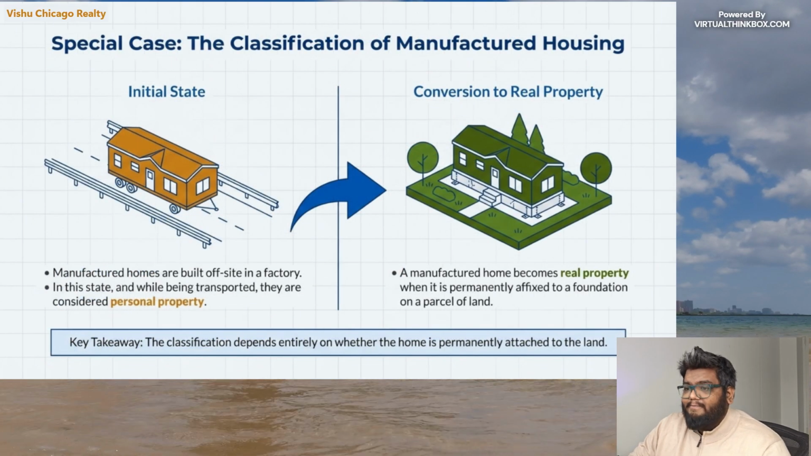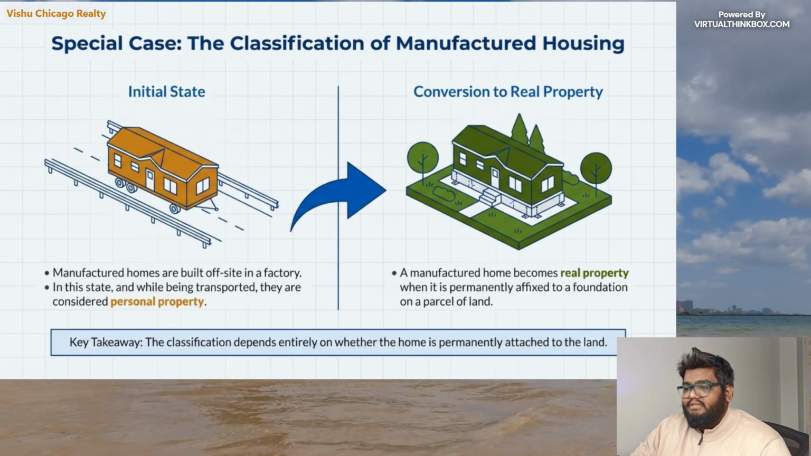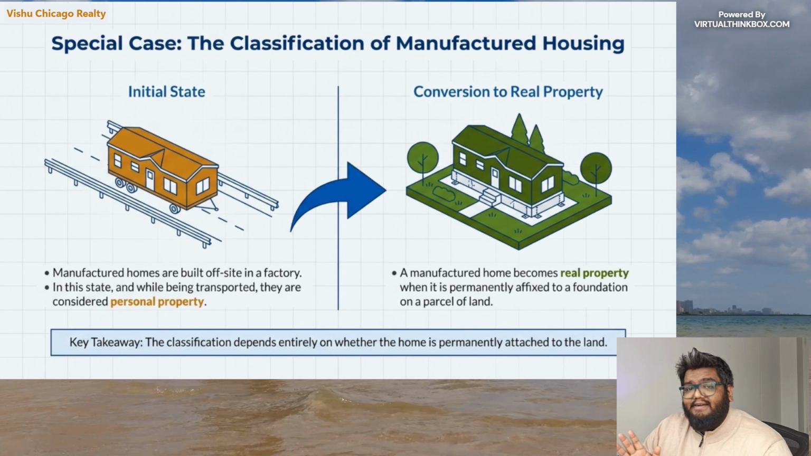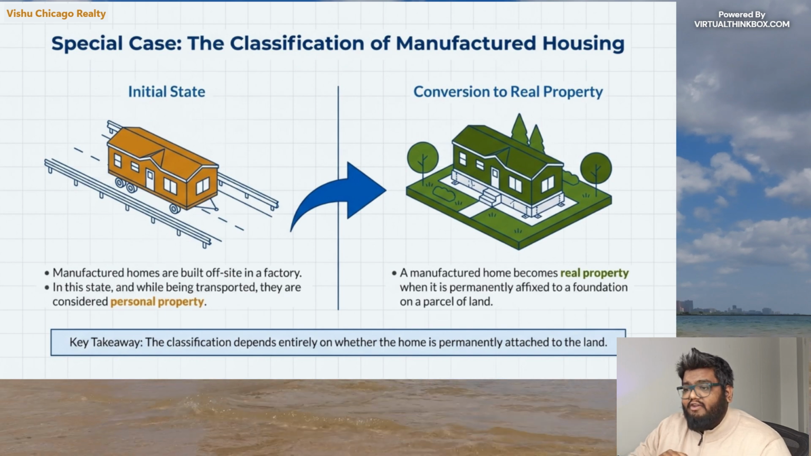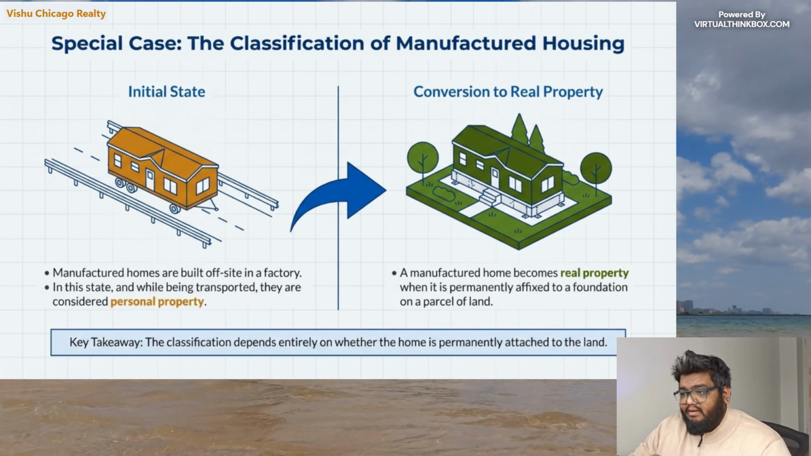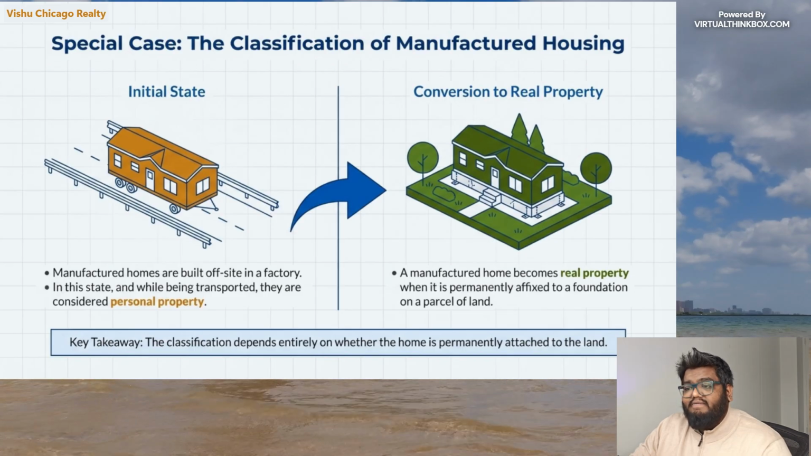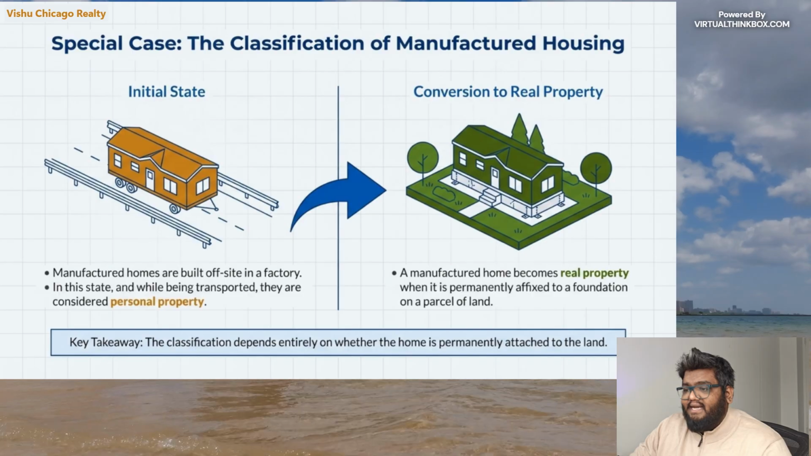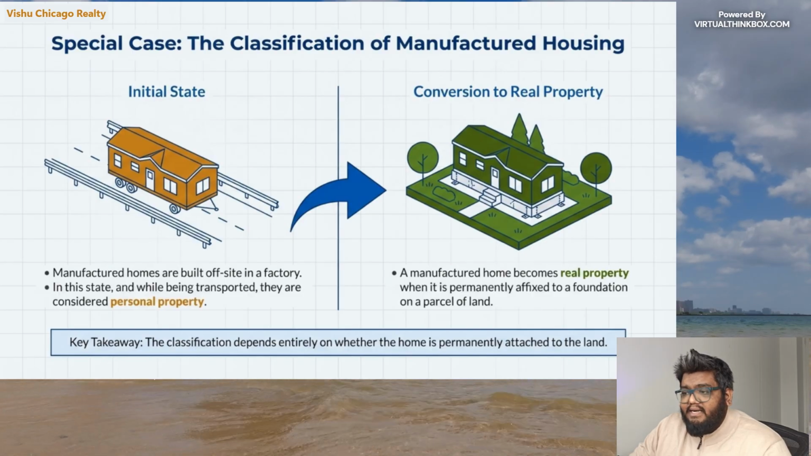Manufactured housing. Manufactured homes start as personal property because they are built off-site and transported. The manufactured home becomes real property when it is permanently attached to a foundation on the land. The classification depends entirely on permanent attachment.